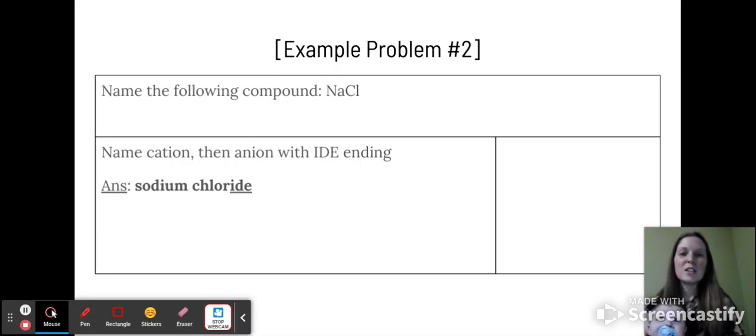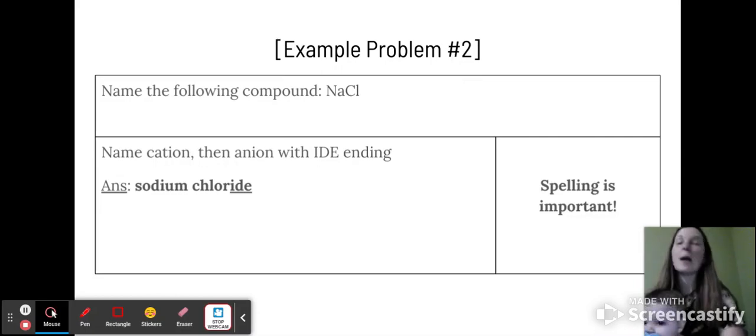So sodium chloride, chlorine becomes chloride there. And then... I lost my train of thought. Spelling here is important because I will count you off if things are not spelled correctly, but I will not count you off if you try to capitalize things. So capitalize or not capitalize is fine.